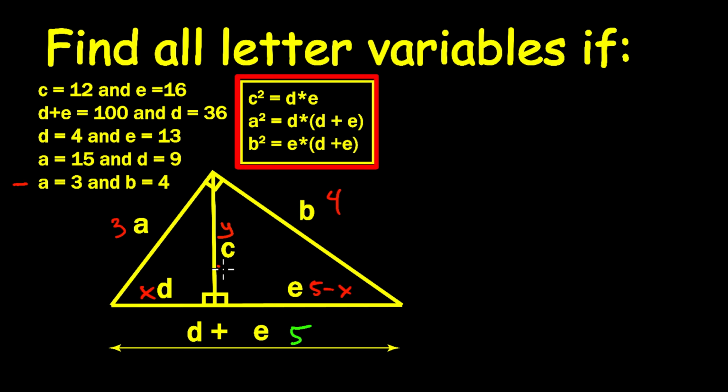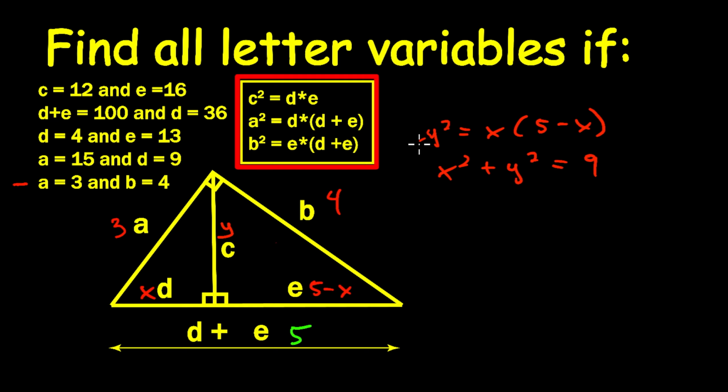We could call this X times 5 minus X, because C squared equals D times E. That turns out to be a much harder polynomial to solve. Try it on your own if you would like a challenge, but here we will do it with a Y. So now Y squared equals X times 5 minus X. And then from this left triangle here, X squared plus Y squared equals 9.